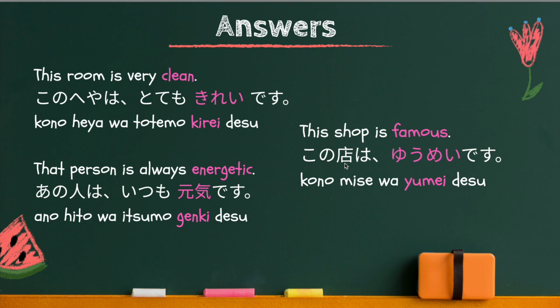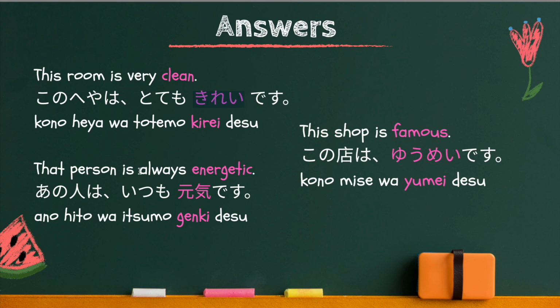This room is very clean. この部屋はとてもきれいです。Very is とても and clean, that's na-adjective きれい. It's also X is Y grammar format.